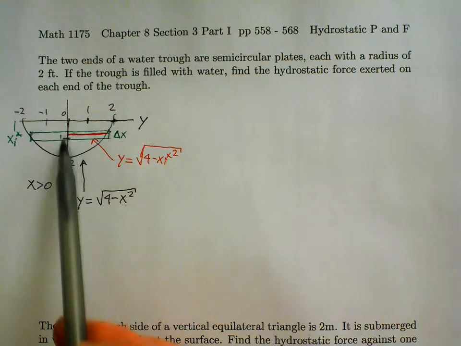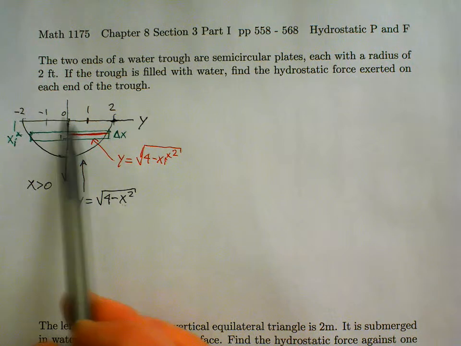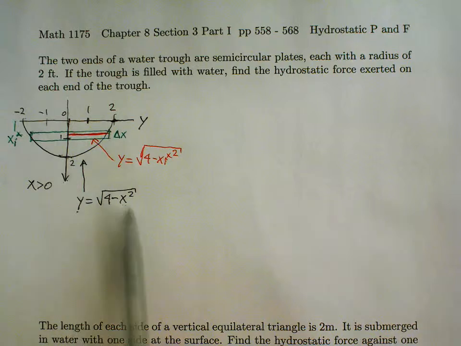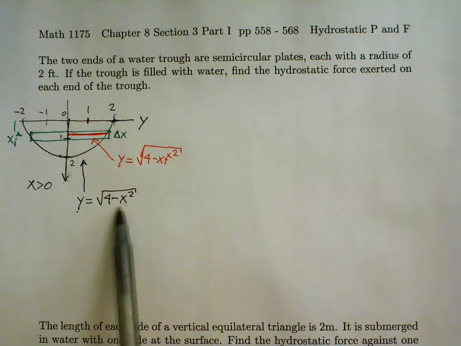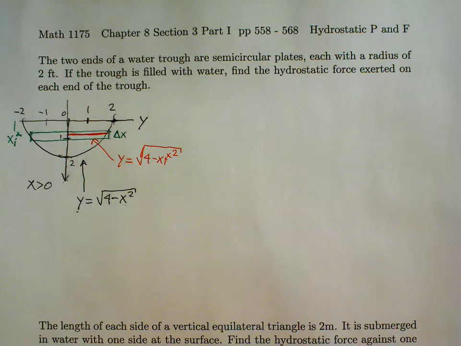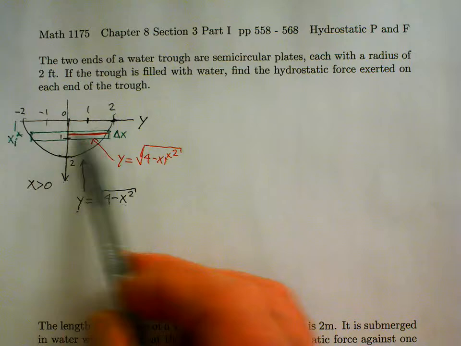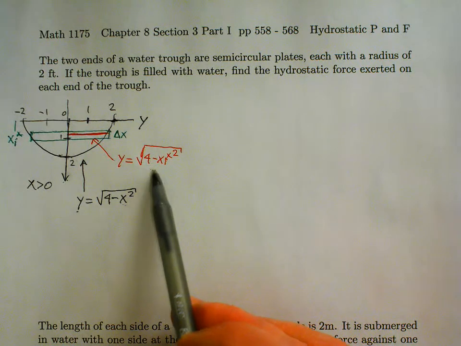At the other extreme, when x is 2, what's the value of the y-coordinate? 0, right? When x is 2, the y-coordinate is 0. And that is true in this equation also. When x is 2, the y-coordinate is the square root of 4 minus 4, or 0. Okay, so all we have to do to find the entire length of this rectangle is multiply this by 2.